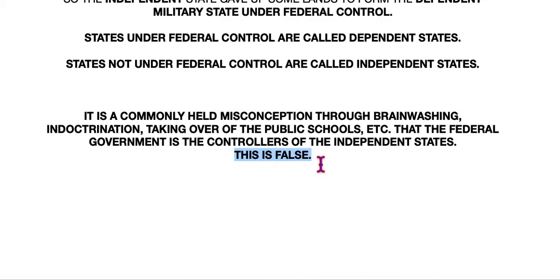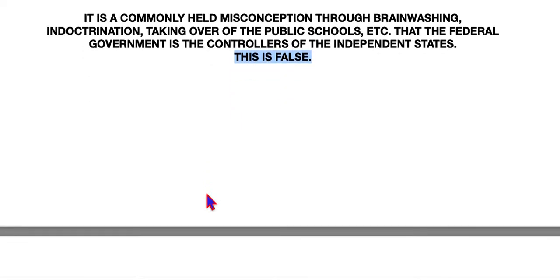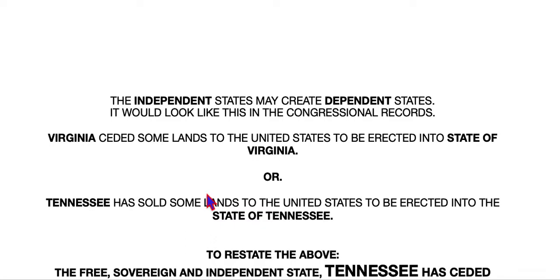As a matter of fact, law after law after law after law has been written that says they have control only on federal lands. The people coming off the federal lands are not part of the federal government. Likely they have no commission, even though they might have an oath. The independent states may create dependent states. It would look like this in the congressional records.